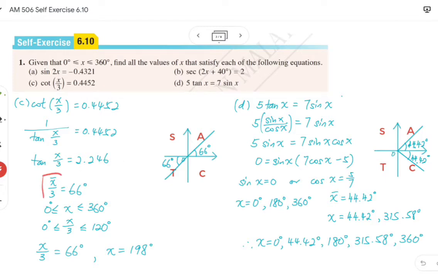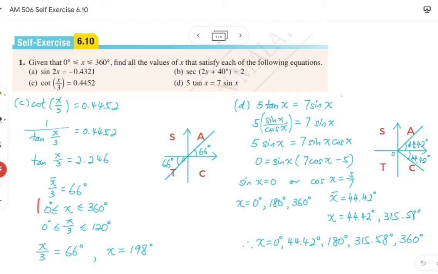So the reference angle for x over 3 is arctangent of 2.246, where we get 66 degrees. Cotangent will be positive in quadrant 1 and quadrant 3. Therefore, we put our reference angle of 66 degrees in quadrant 1 and quadrant 3.